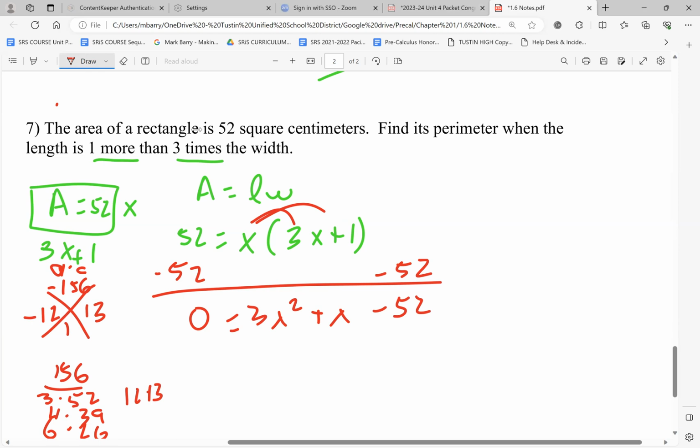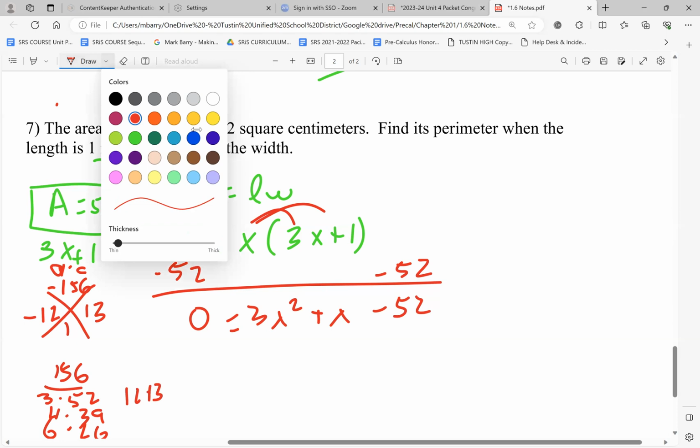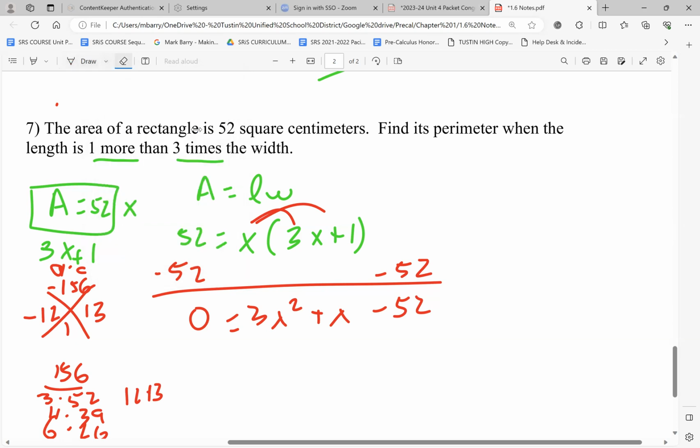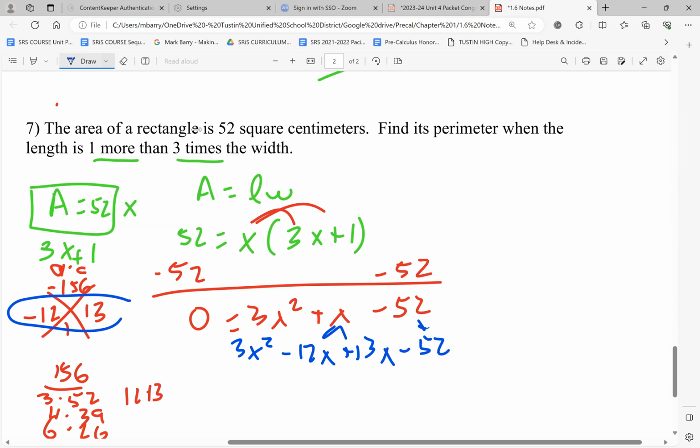Yeah, that'll add to a positive 1 and multiply to a negative 56. Okay, so like I said, we cannot use the shortcut on this one. We have to rewrite this expression. So I'm going to rewrite the 3x squared right there, and we split up that middle term according to the numbers from the x. So we'll go minus 12x plus 13x minus 52 gets brought down.